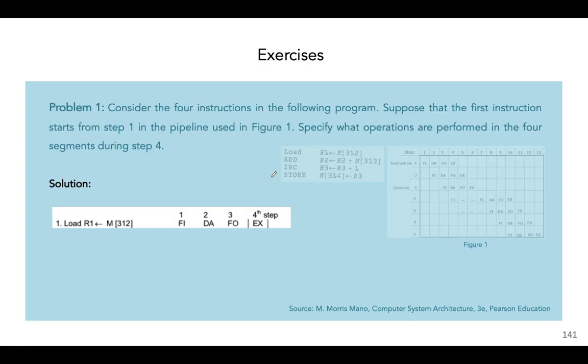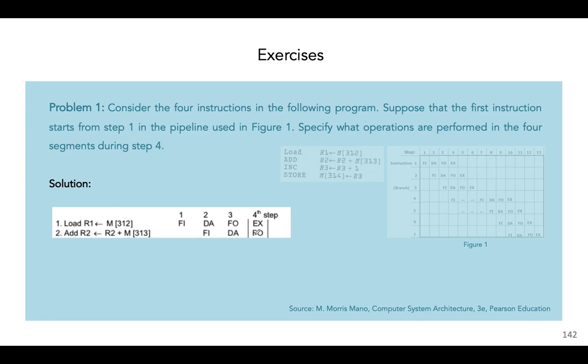Right. So the first instruction that is given to us is a load instruction. In a load instruction, we can just put 1, 2, 3, 4 since we have to show what happens in the fourth step. So in the first step, this instruction would have been fetched. It would have been decoded in the second step. The operands would have been fetched in the third step. In the fourth step, currently, it is being executed.